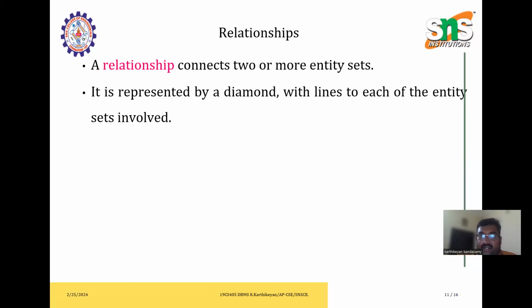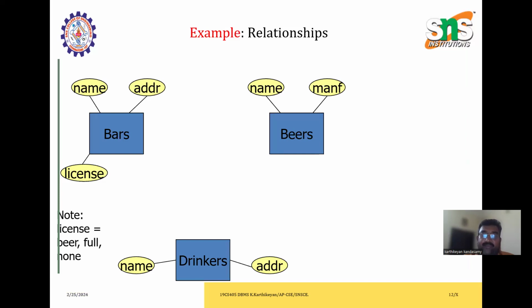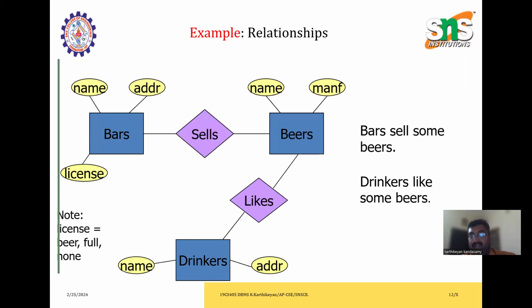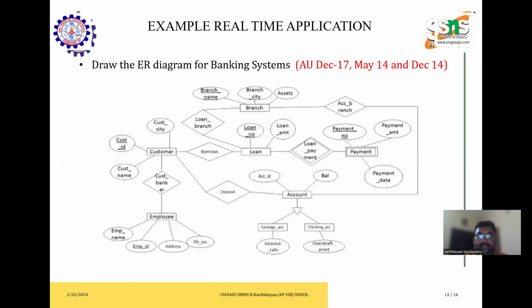This is a relationship. A relationship connects two or more entity sets. It is represented by a diamond with lines to each of the entity sets involved. This is a relationship example: bar with name and address, beer with name and manufacturer, drinker with name and attributes. The relationships are sells, likes, and frequents. This is an ER diagram for a banking system, for example loan payment, loan, borrows, customer detail, employee detail, and branch or account number.